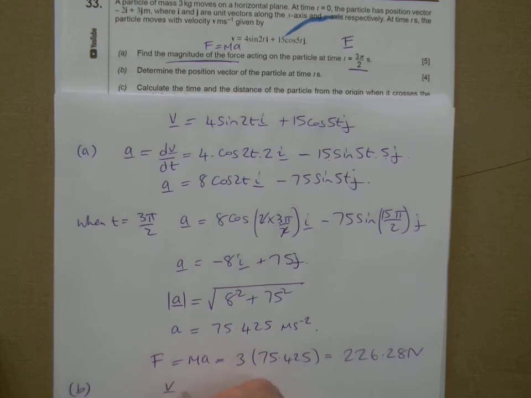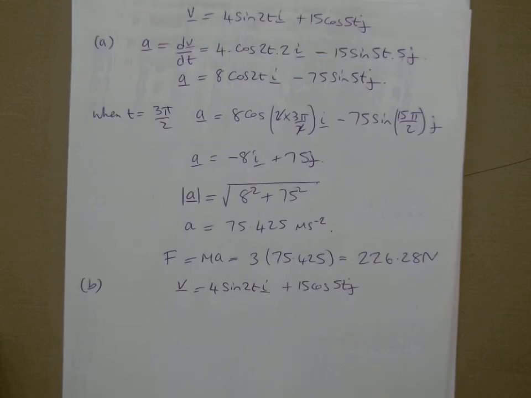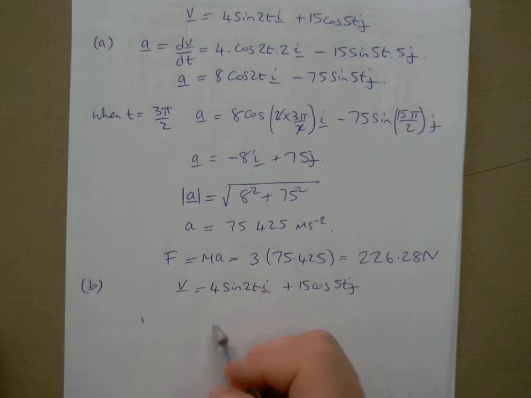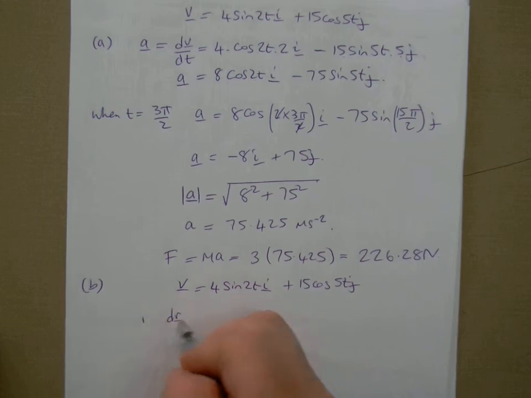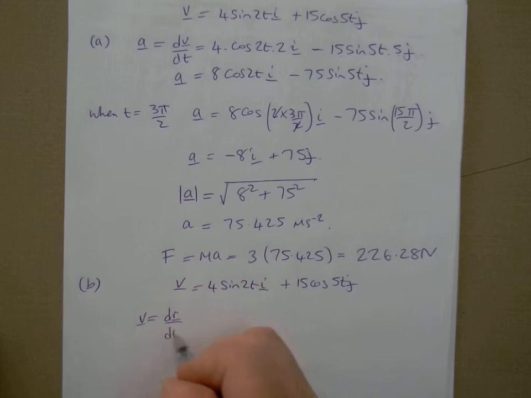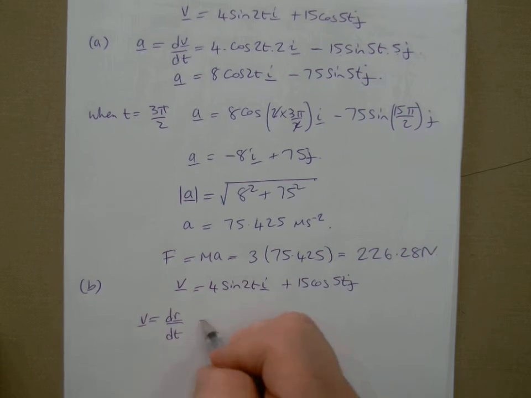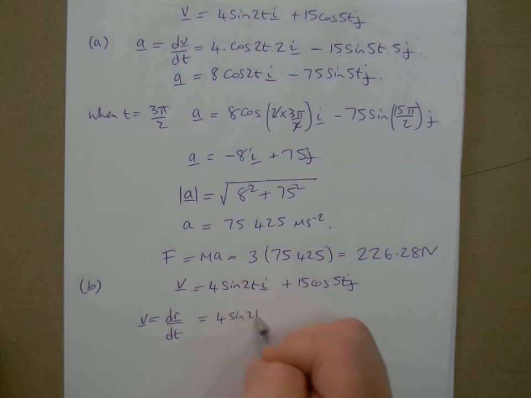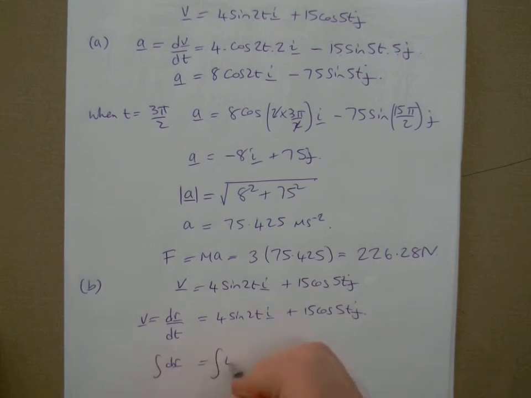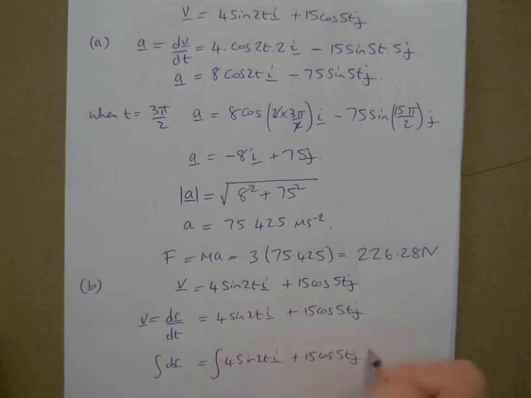Okay, right, so part B then, it says, determine the position vector of the particle at time t. So again, we've got v equals 4 sine 2t i plus 15 cos 5t j. Now to get the position vector, remember, r is what we need, okay? But you just need to appreciate that v is equal to dr by dt, isn't it? That's what v is, the rate of change of displacement. So if I separate the variables, I get dr equals 4 sine 2t i plus 15 cos 5t j dt.